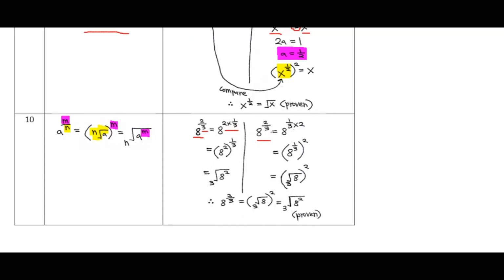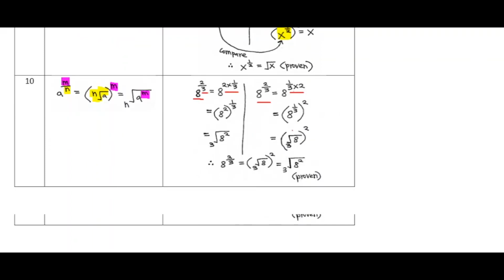Or alternatively, I can just flip it around. 1 third times 2 also gives me 2 third, right? So 2 third I can say is 2 times 1 third, or I can also say that it's 1 third times 2. Doesn't matter which way I put it. If I multiply the both of them together, they will both give me 2 third. It's just a matter of which comes first.